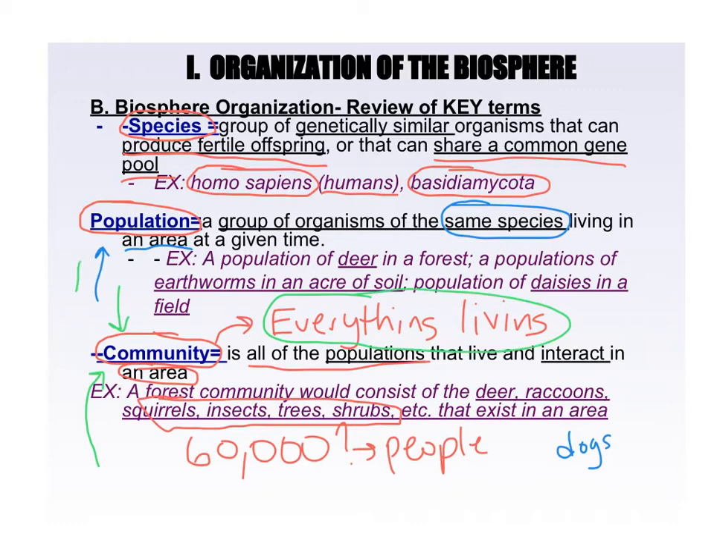So remember, population is just all the members of one species, like all the dogs, all the cats, all the mice, whatever. Community is everything living. So everything that is living is part of the community.